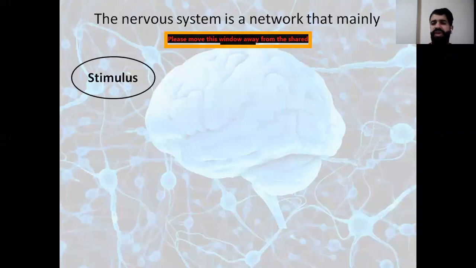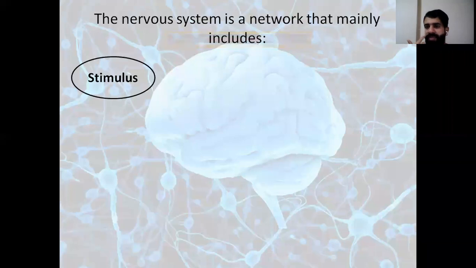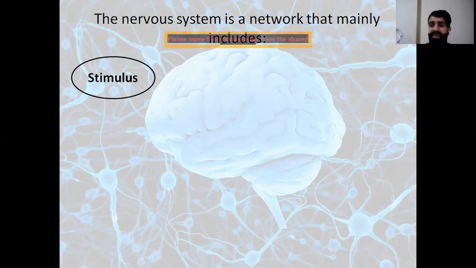We have a stimulus. For example, you have heard a noise. This noise represents the stimulus. For example, you smell a bad smell. So this is the stimulus. For example, you saw the water bottle. The water bottle is the stimulus.